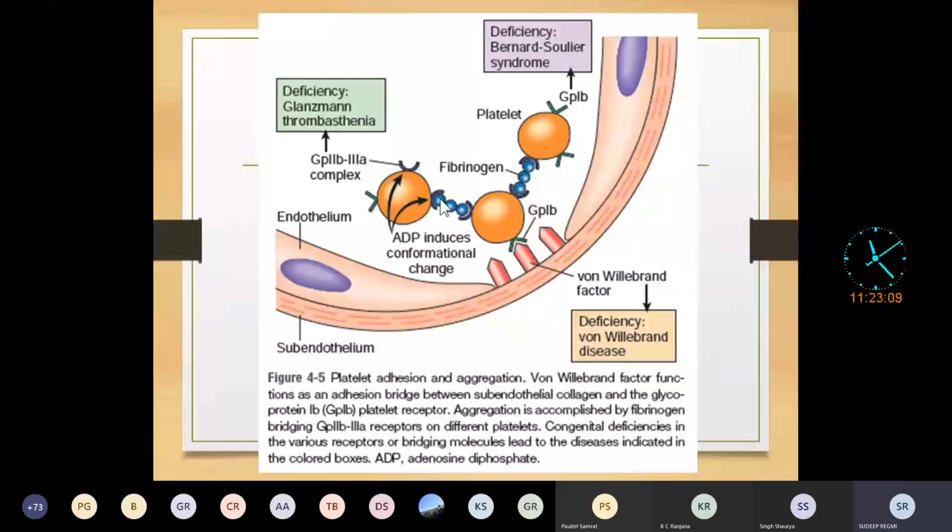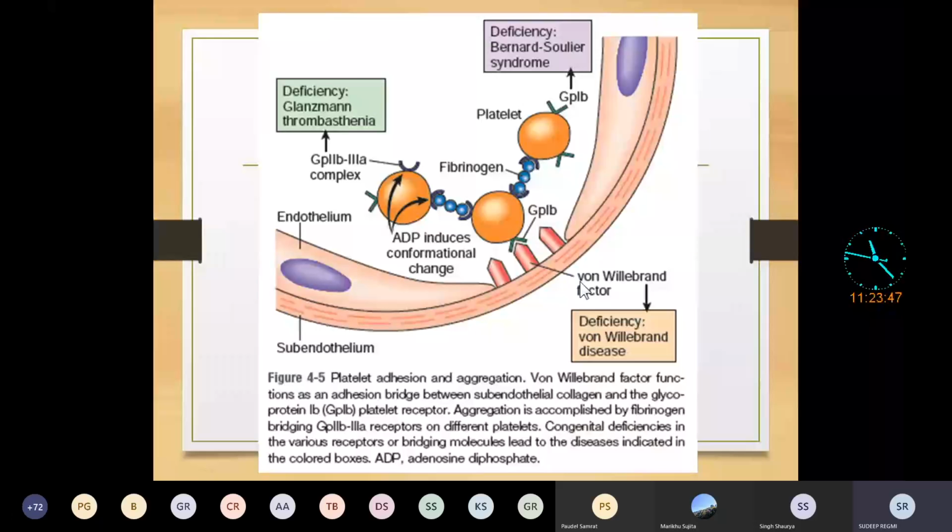After the adhesion of the platelet to the von Willebrand factor, more platelets will come and adhere. That is known as aggregation. This is adhesion, and this is aggregation. The adhesion is due to GP1B and von Willebrand factor, and the aggregation is due to the GP2B3A receptor. Whenever there is a deficiency of von Willebrand factor, it might cause bleeding. This is known as von Willebrand disease.